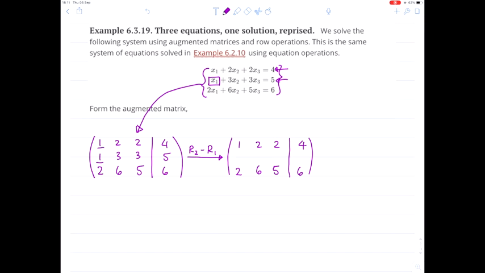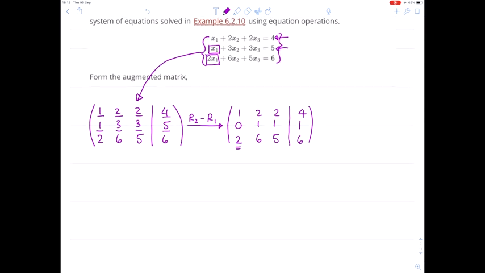So that's going to be 1 minus 1 is a 0, 3 minus 2 is 1, 3 minus 2 is 1, and 5 minus 4 is 1. Okay, great. So the next thing that we did when we were working with our equations was we wanted to eliminate the 2x1 term from the third equation. And if you have a look at what we've got in our augmented matrix now, we can't use the second row because it's 0, so we must use the first row.